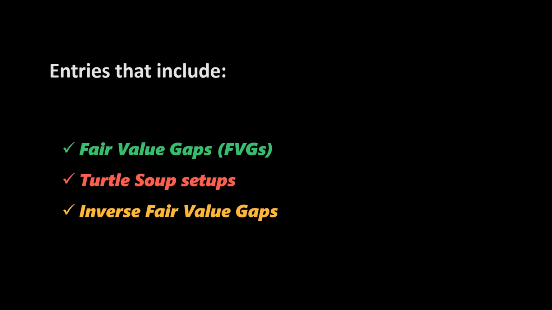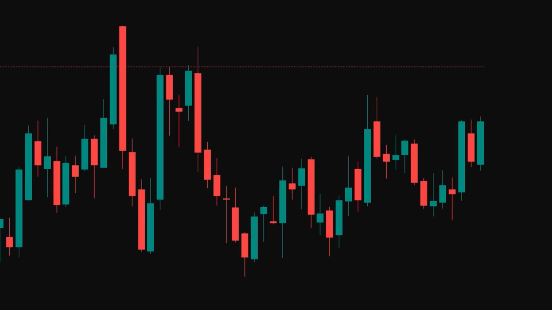Once I've established my bias, I only look for entries that include fair value gaps, turtle soup setups, and inverse fair value gaps. What this approach allows me to do is patiently wait for setups that align with my higher timeframe direction. Until a valid setup that matches my plan appears, I don't take any trades. When you have a plan, you trade that specific plan, no guessing, no chasing setups.